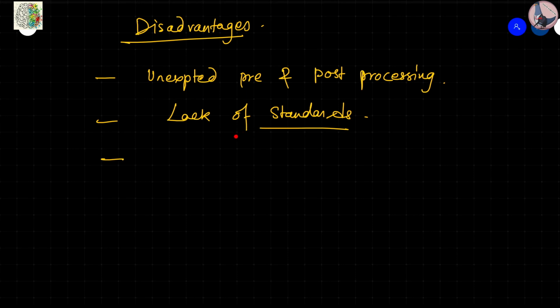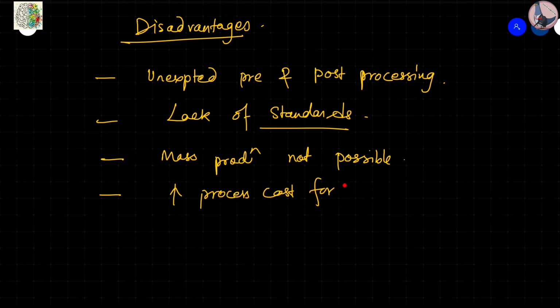Then third one, I have already told you, it has a very high process cost, but the cost of complexity is less. Okay, so mass production is not possible, or not economical, I should say. Second one, that is high process cost. I'll write this only. High process cost for simple objects, whereas less cost for complex objects.